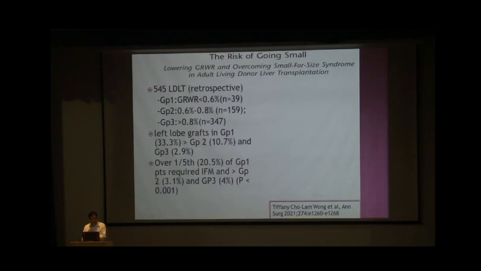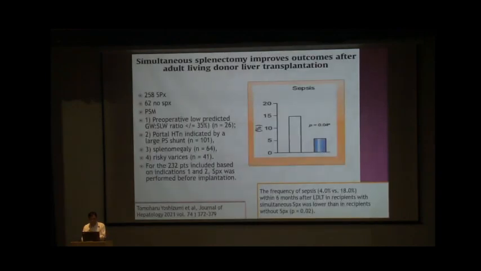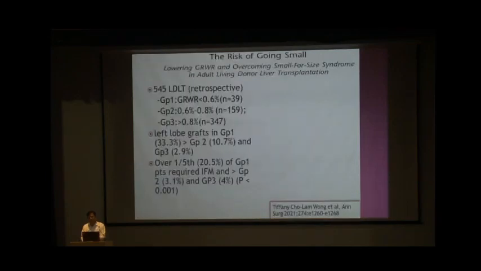Yes, I will move on. So the frequency of sepsis was 18% in patients who had splenectomy. So they tried to say that patients who underwent splenectomy had a lesser incidence of sepsis in comparison to the previous notion that splenectomy is associated with more incidence of sepsis. So indirectly this gives evidence that yes, small-for-size syndrome has more incidence of sepsis, though it's 18%, but they still try to reduce that incidence by going for portal flow modulation.